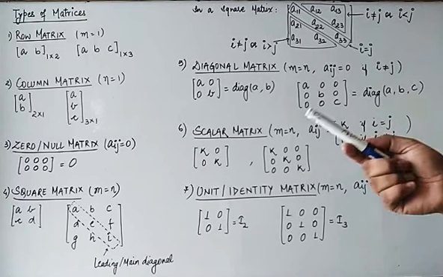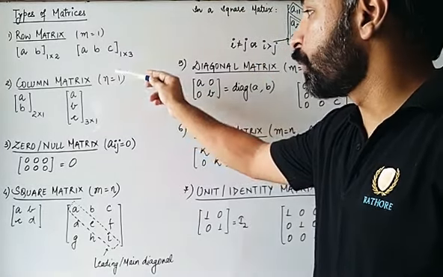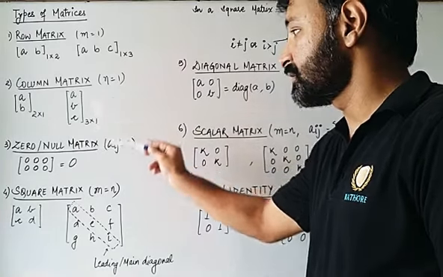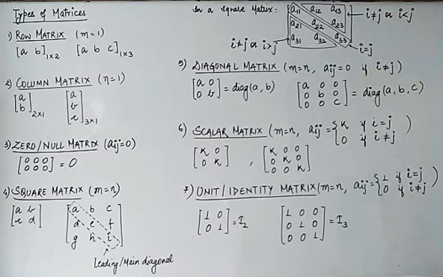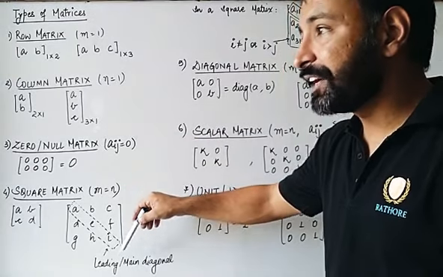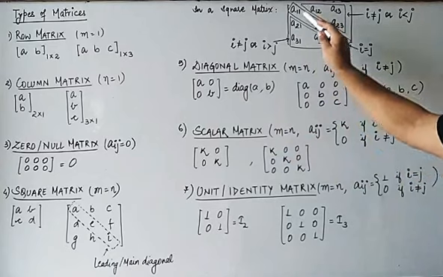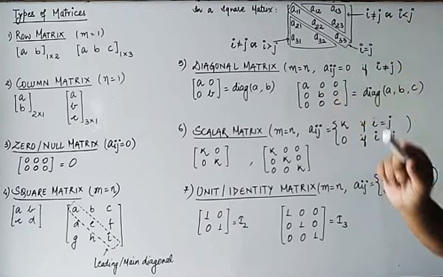So we'll revise it. A row matrix has only one row. A column matrix has only one column. A zero matrix or a null matrix has all its elements zero. A square matrix is a matrix in which number of rows equals number of columns. In a square matrix, there is a diagonal formation, and this diagonal is known as the leading diagonal, the main diagonal, or the principal diagonal. In the diagonal elements, the positions i and j are equal, and for elements other than the diagonal, i is not equal to j.